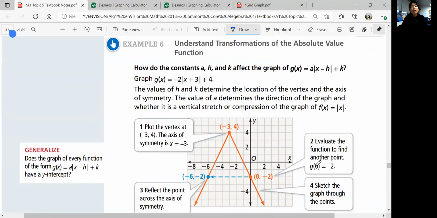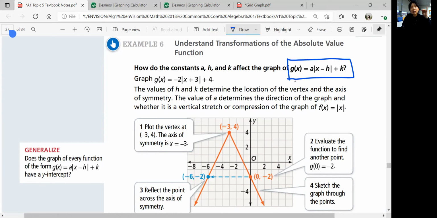Okay, example 6. Understand transformations of the absolute value function. Putting them all together, a, h, and k all together. What if it happens all at the same time? You will have a graph of the form g(x) = a|x - h| + k, with a outside the absolute value sign, x minus h inside it, and plus k outside the absolute value.